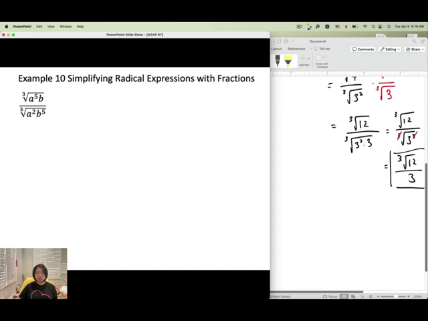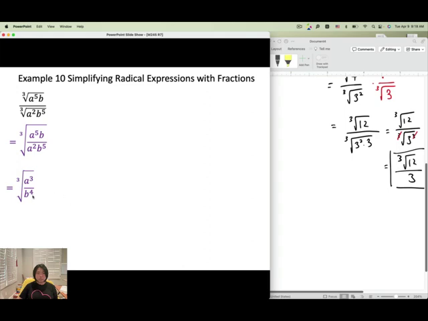Okay, this one, simplifying radical expressions with fractions. You can see I want to simplify first and then rationalize the denominator. First step, both of them have a cube root, so I could combine them together. This is a to the fifth over a squared, so I could cancel out, left with a cubed here. And then b, this is 1 and this is 5, so I cancel out, I should be left with this guy.